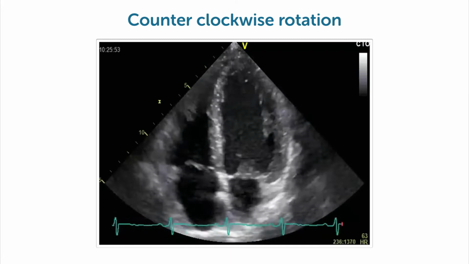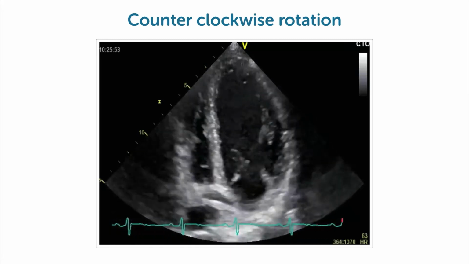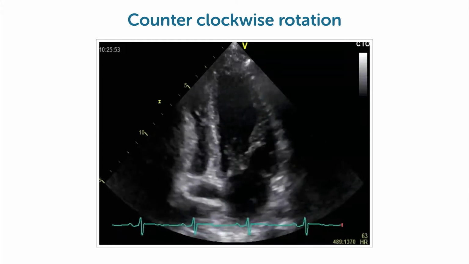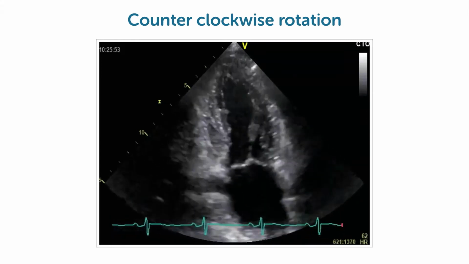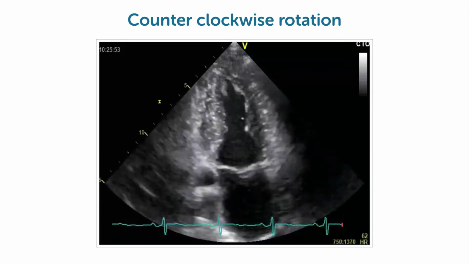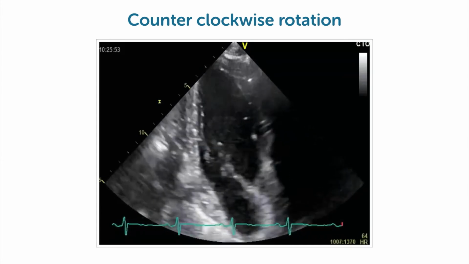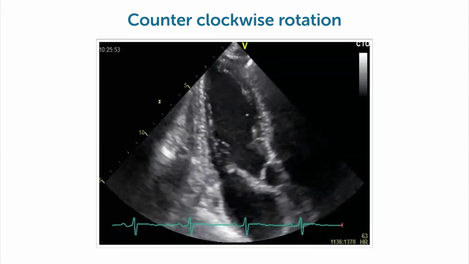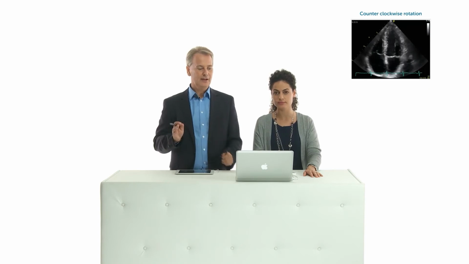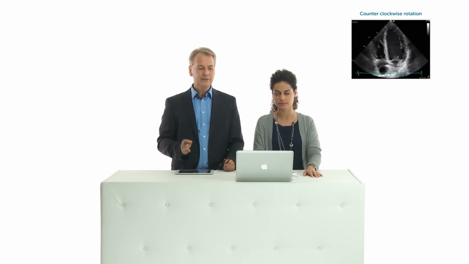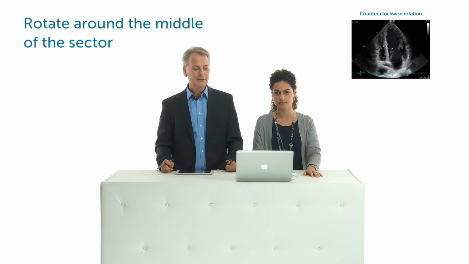And let me demonstrate this once more. In this image, we start with a 4-chamber view, and you see the right ventricle getting smaller and smaller, disappearing. We are rotating counterclockwise till we get to a 2-chamber view. And here, by keeping on rotating, you see the aorta is coming into the view, and this is how we get to the 3-chamber view, keeping on with the rotation counterclockwise. And remember, if you do the rotation, try to always have the left ventricle right in the middle of the sector, so you're rotating around the middle of the sector.